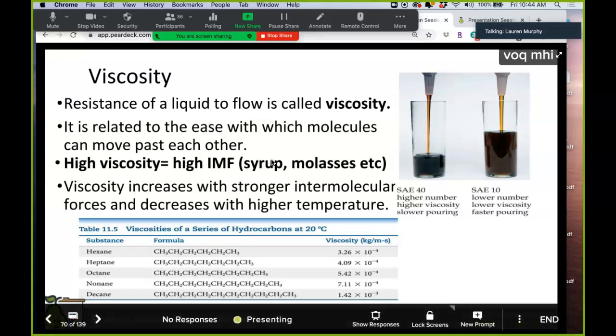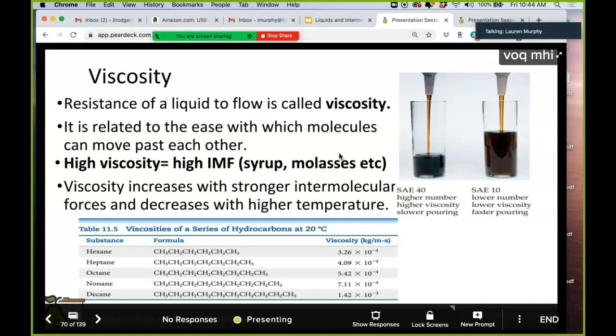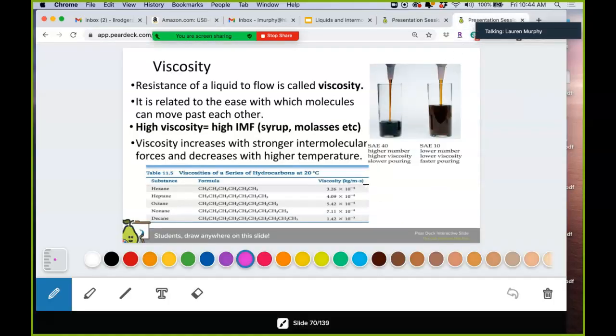So think of syrups or molasses, okay? Things with high viscosity have slow flow. So look at this. This is considered low viscosity, right? This is the smallest number up here. This would be considered high viscosity, relative. This is the biggest number down here. And look at the viscosity, or resistance to flow. If you want to consider this thicker, this would be thinner.